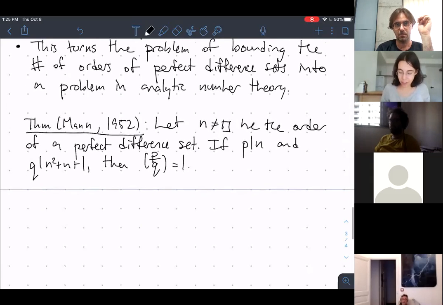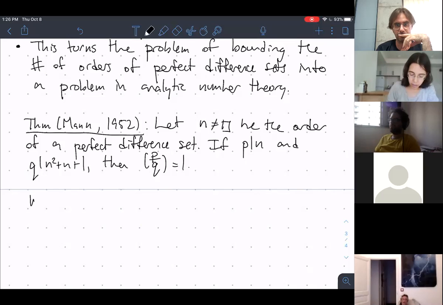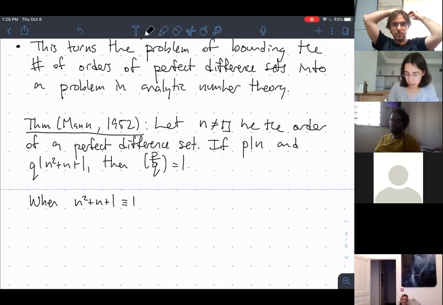Okay, so this is a very strong condition, and we'll get a lot of mileage out of this theorem, but it's actually not enough to prove a true asymptotic for the number of orders of a perfect difference set, because it turns out to be useless when n squared plus n plus 1 is a prime that's 1 mod 4. So when n squared plus n plus 1 is 1 mod 4 and a prime, this condition in Mann's theorem actually ends up being empty.